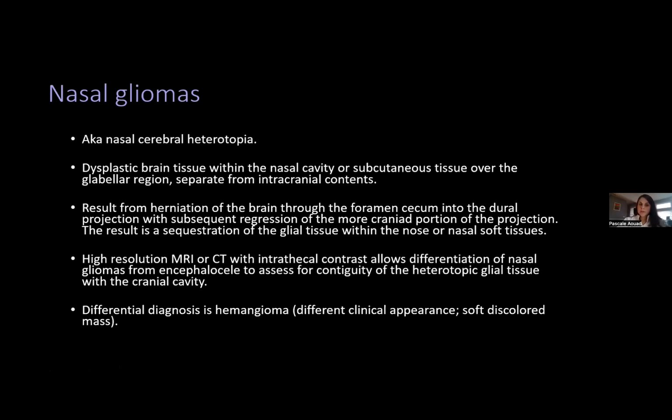The differential diagnosis is mainly clinical hemangioma. Usually, clinically, we'll be able to tell the difference. It can present as well as a midline mass in the nasal region, but it's usually more like a soft, discolored mass appearance.